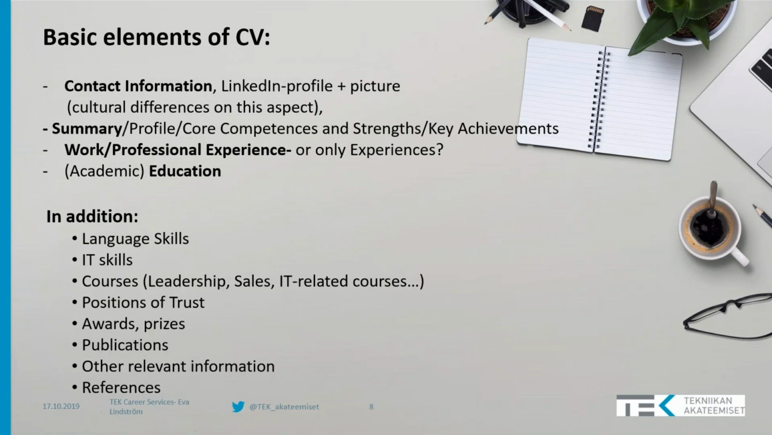Here, very quickly, is a summary of all the basic elements of a CV. Contact information, a summary or profile, some form of list of competences, work or professional experience, education, and then in addition to these, you can add information about language skills, IT skills, courses, positions of trust, awards, prizes, publications. Maybe something else that you find relevant, and then of course references. And now I will go through each one of these step by step.